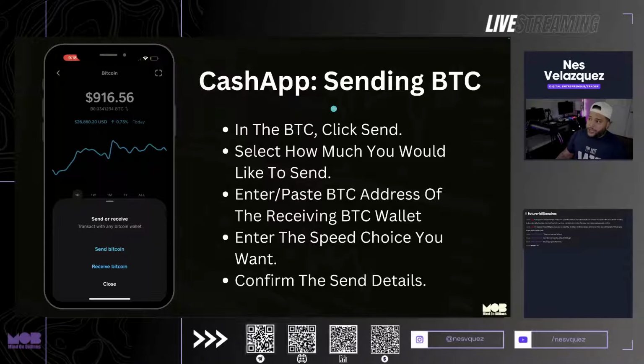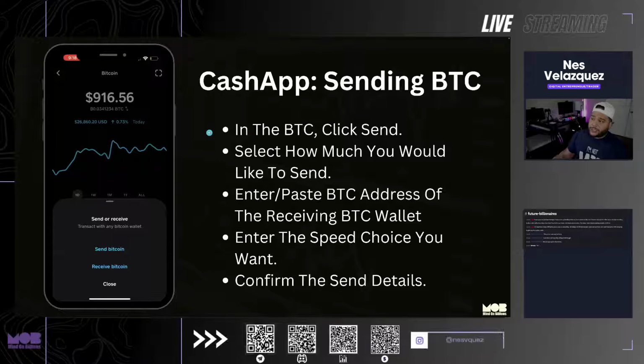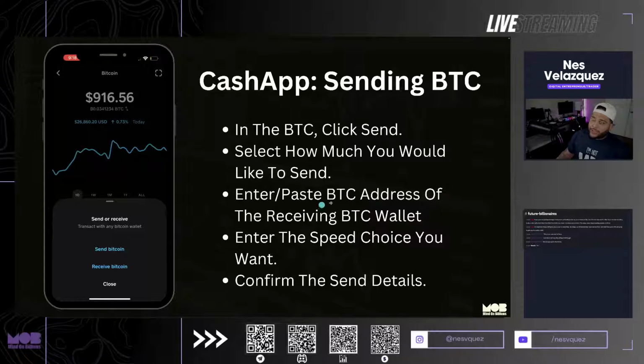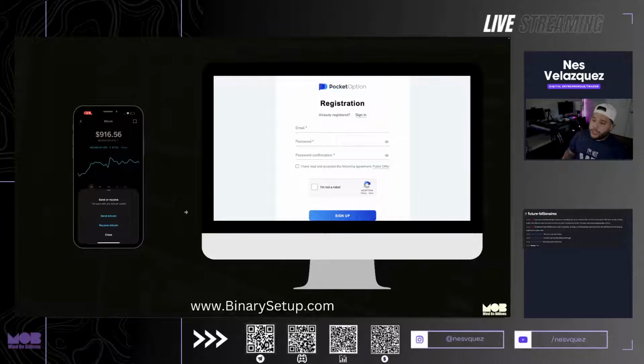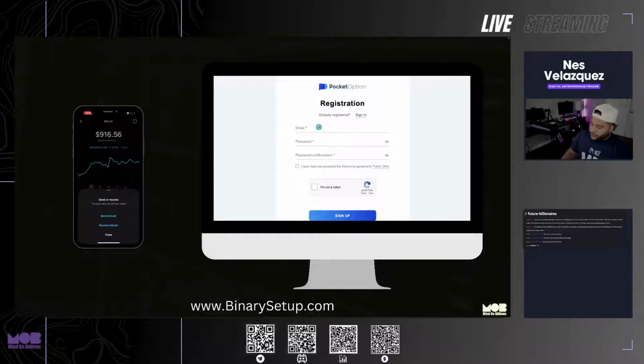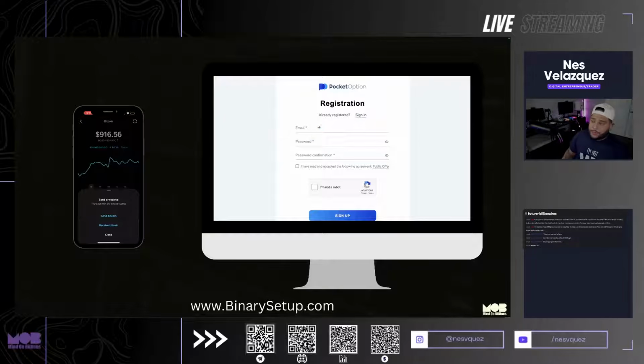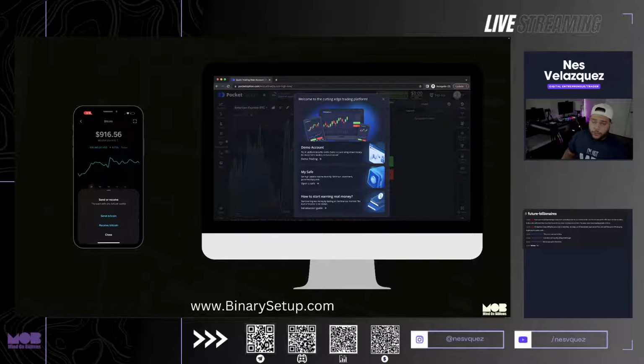So while you're here in Cash App, in the Bitcoin section, click on Send Bitcoin, select how much you would like to send, and enter and paste the Bitcoin wallet address of the receiving Bitcoin wallet. Enter the speed choice that you want, confirm details. I always choose the fastest. So when you see this, you get to send the Bitcoin. Make sure that you are registering through binarysetup.com if it's PocketOp, or dotrade.com if it's Dotrade.